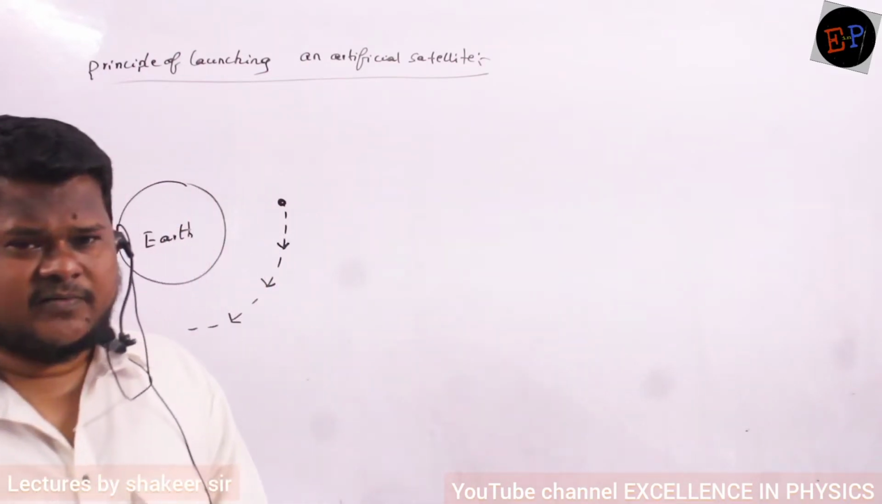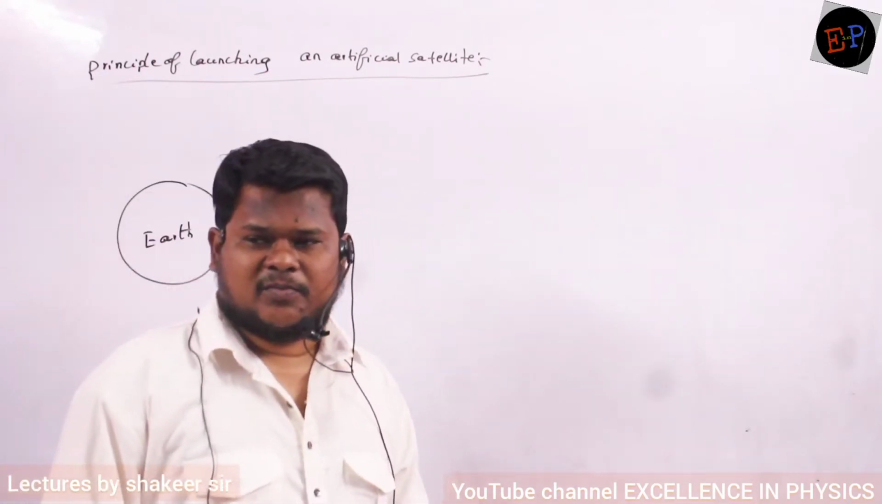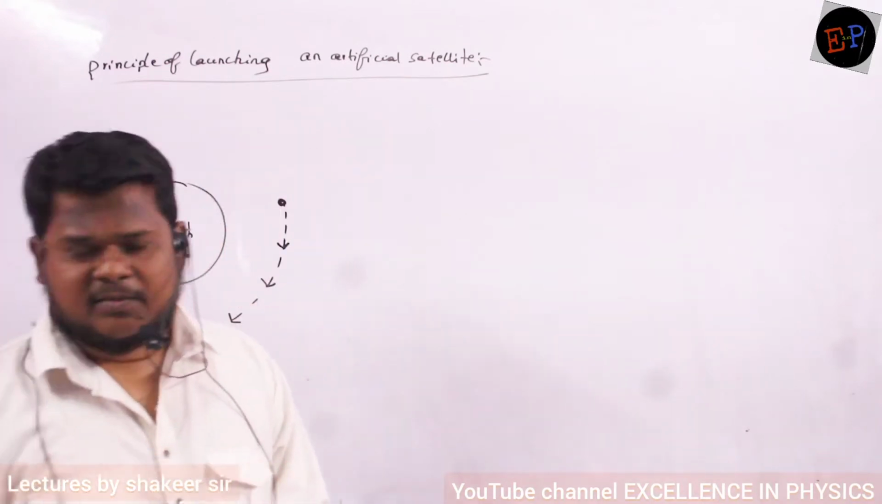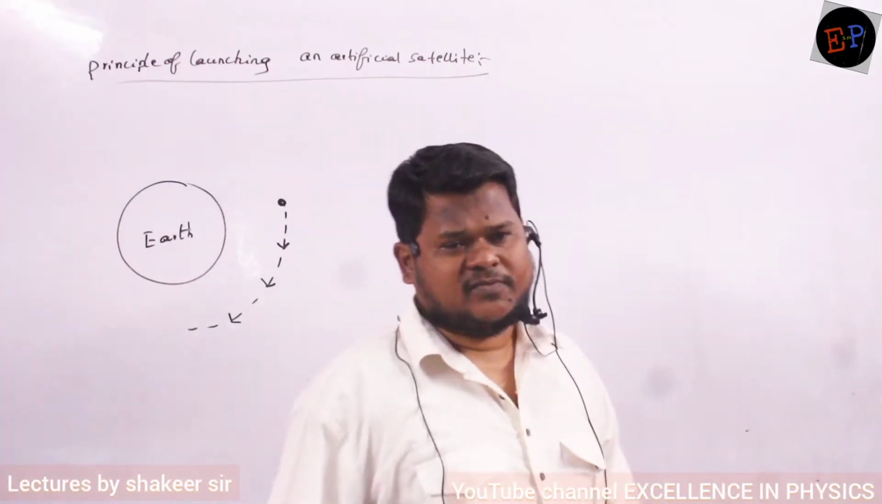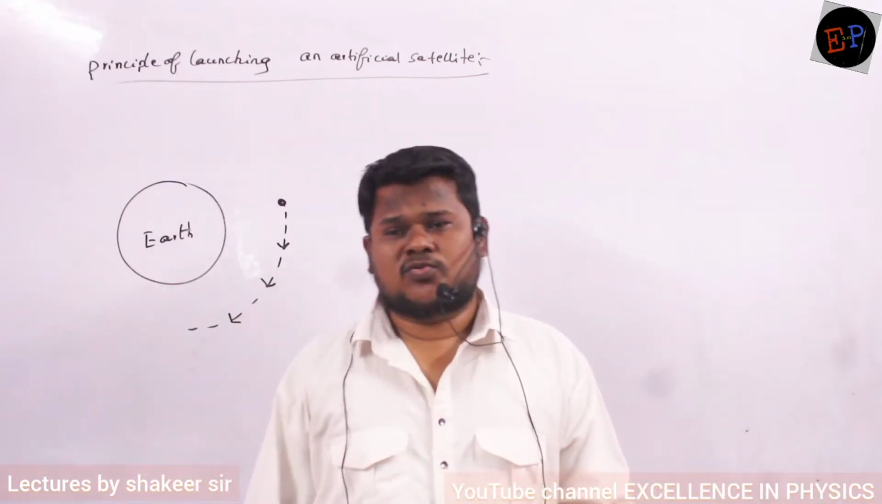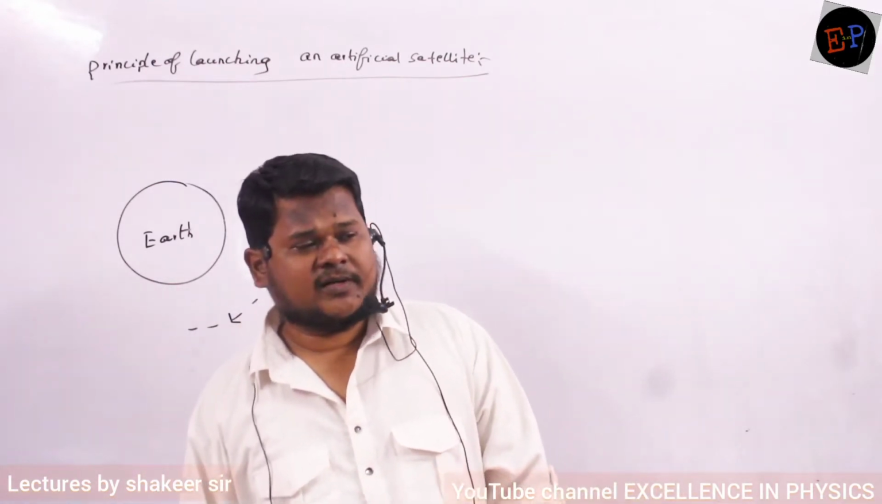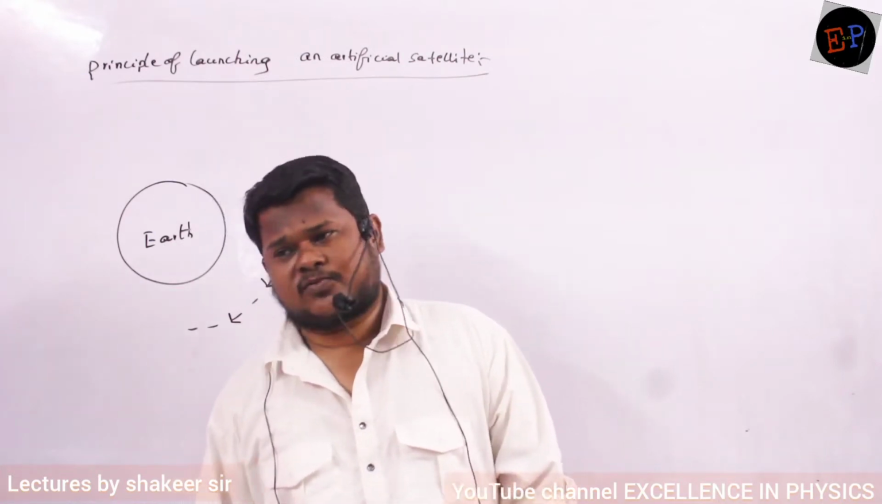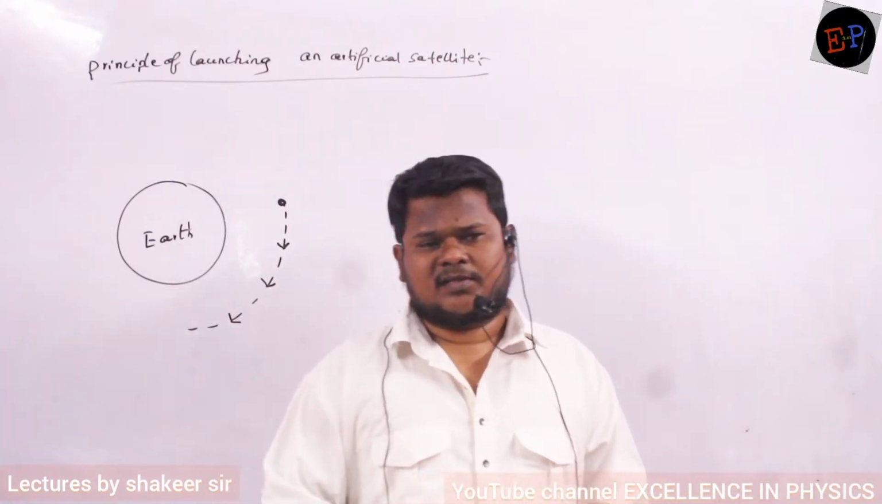We have already studied the energy of a satellite, no? What is the formula for the potential energy of a satellite? Minus GMm by r. What is the kinetic energy of a satellite? GMm by 2r. That's what we have studied. Total energy is minus GMm by 2r. So if I supply that much energy, that is enough, no?